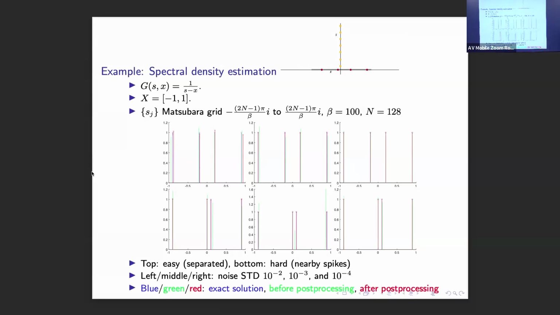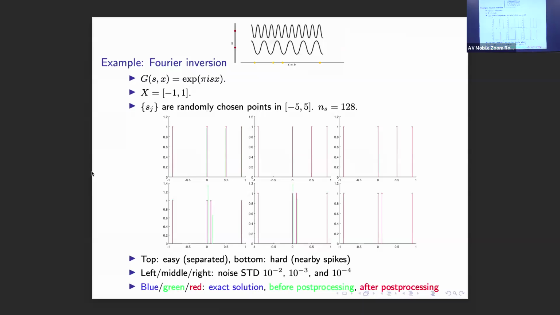Okay. So the next example is the Fourier inversion. We take this kernel to be the Fourier kernel, and the frequency is between minus 1 and 1.